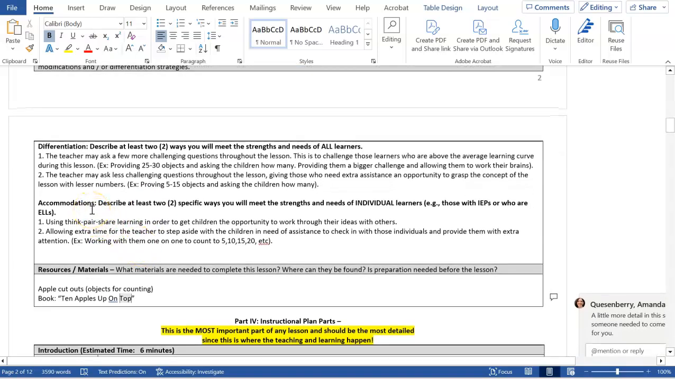Under accommodations, these are more individualized types of strategies that would be used for students who have more individualized plans or needs. So again, when we're thinking about students who have an individualized education plan or IEP, those are students with disabilities who have specific things written into their IEPs that we need to address. Same for students who are English language learners. And so here you can see that the student has listed some ideas about how she might encourage students who are needing some more individualized needs and help them to provide that support.